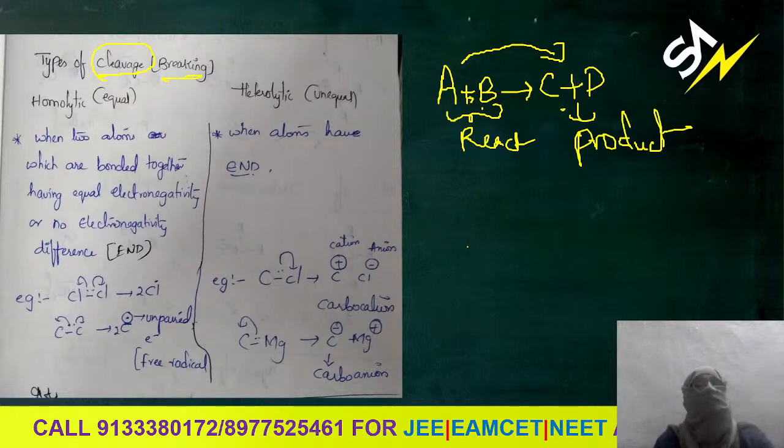Hence, how the bond is getting broken, we are going to talk about under a topic called types of cleavage, nothing but types of breaking. We have two types of cleavage: homolytic cleavage and heterolytic cleavage. What do you mean by homolytic? What do you mean by heterolytic? Homo means equal, and lytic means cleavage. Here equal cleavage occurs, whereas in heterolytic cleavage, hetero means different, lytic means breakdown. That means the cleavage is different, unequal cleavage.